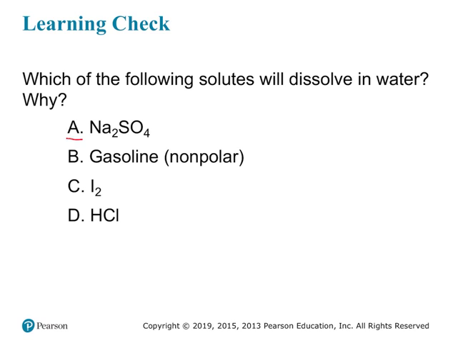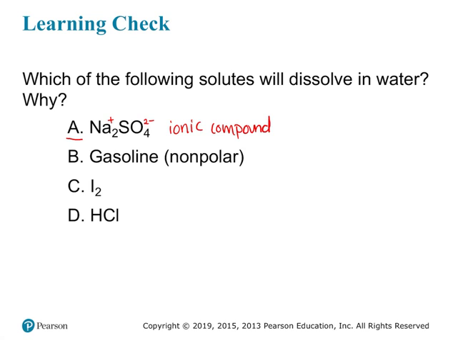So sodium has a positive charge and sulfate has a negative charge. So this would be an ionic compound. Now, water usually does dissolve ionic compounds unless they're insoluble. So let's make sure that this is a soluble ionic compound.